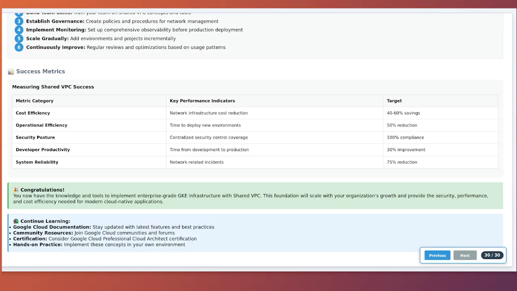Remember the key principles we have covered. Proper IP planning prevents future issues. Centralized network management simplifies operations. Security should be implemented at multiple layers, and cost optimization is an ongoing process. Your shared VPC implementation is the foundation for scalable, secure, and cost-effective Kubernetes infrastructure. With proper setup and ongoing management, it will serve your organization's needs as you grow and evolve.